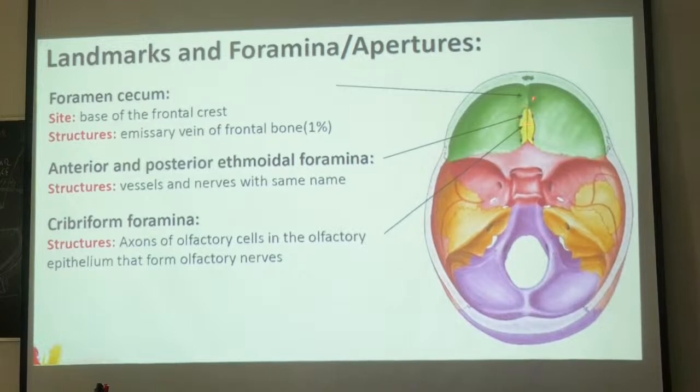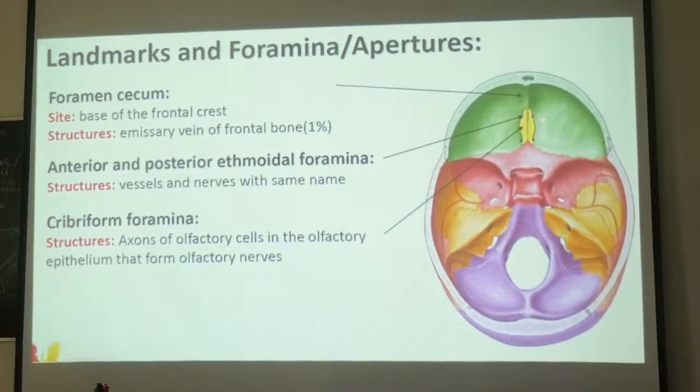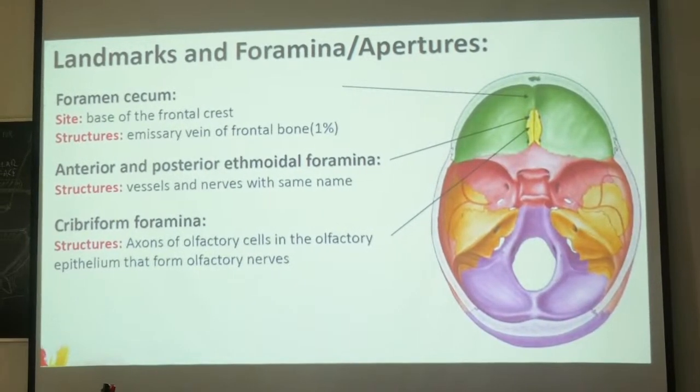Next is the cribriform foramen. On two sides of the crista galli are the cribriform plates. Within the plate there are multiple foramina. These are known as cribriform foramina. The axons of the olfactory cells in the olfactory epithelium form the olfactory nerves. These olfactory nerves pass through these cribriform foramina.